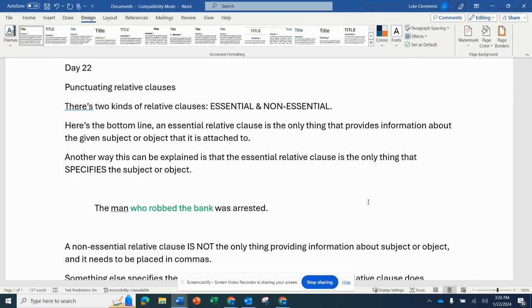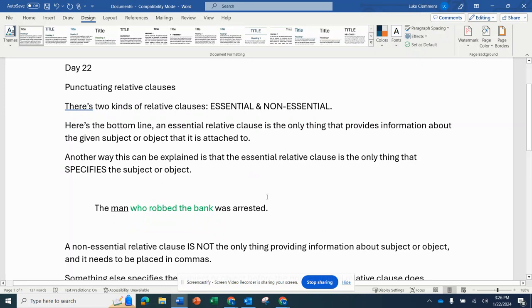And bottom line is this: essential will not need commas, and non essential relative clauses need to have commas around them. All right, so an essential relative clause is the only thing that provides information about the given subject or object that it is attached to. Okay, another way of explaining this is the essential relative clause is the only thing within the sentence that specifies the given subject or object.